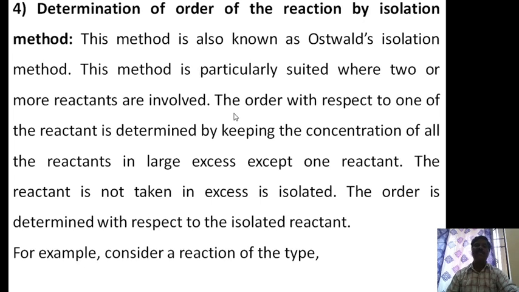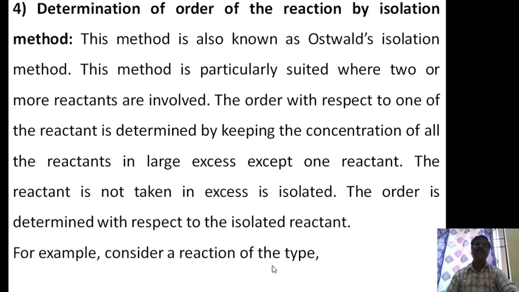Therefore we say that the order with respect to one reactant is measured by keeping the concentration of all reactants in excess except one reactant. Except for that one reactant, the concentrations of the other reactants are taken in large excess. Therefore the effect of those reactants on the rate and order of the reaction will be negligible. The reactant that is not taken in excess is isolated, and the order of the reaction with respect to that isolated reactant is calculated.